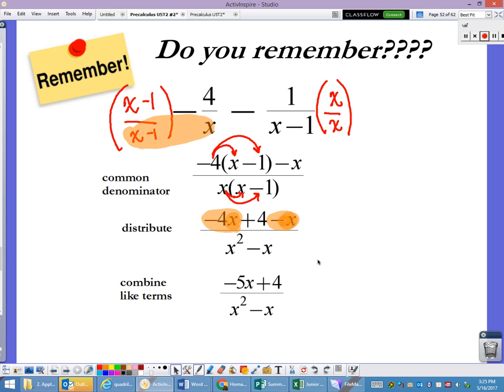So this is something that we did all the way back in like October. Okay, so I know that's a long time ago. But we did do it, even if you don't remember it. This is one process that we did.